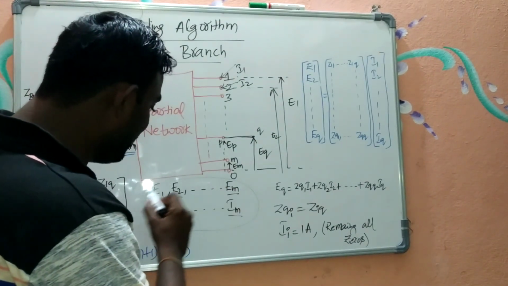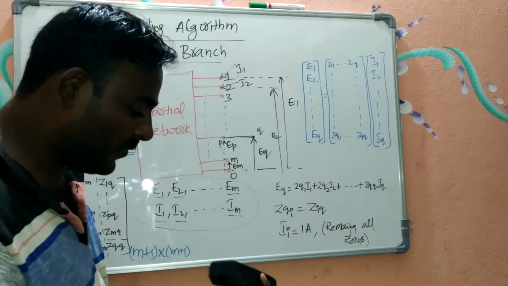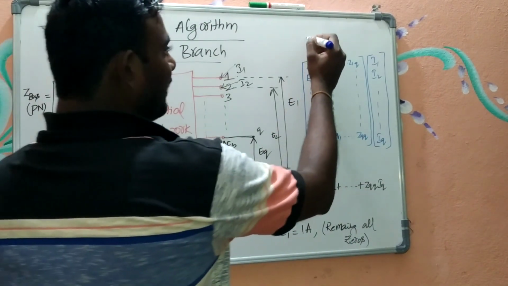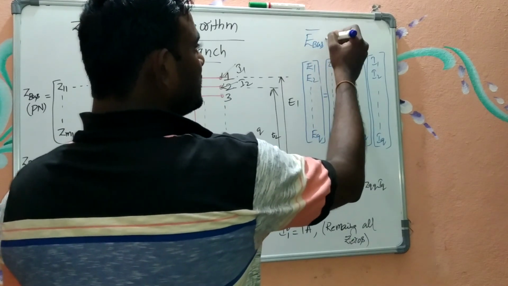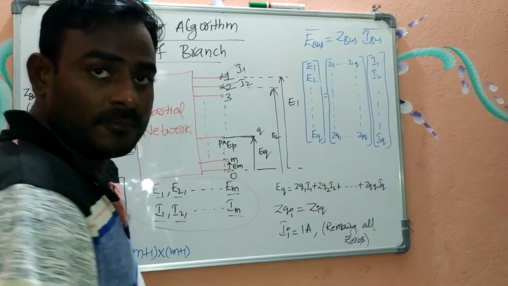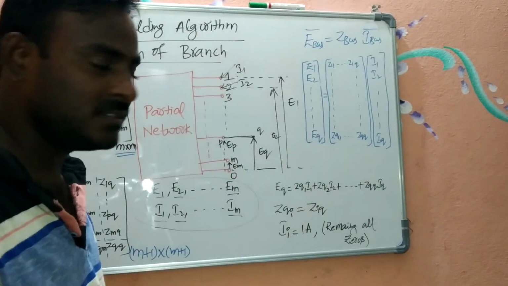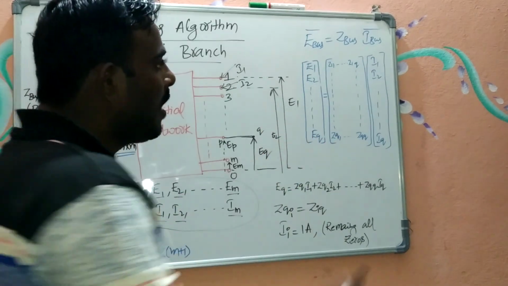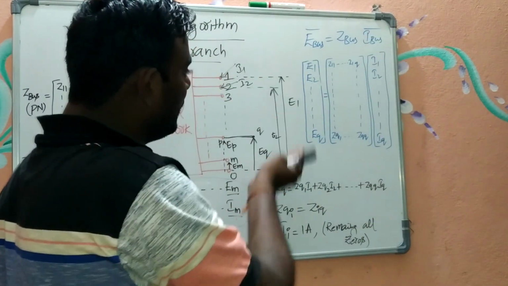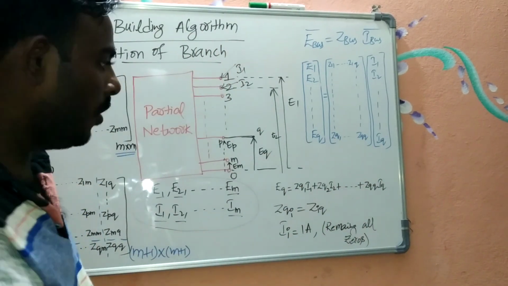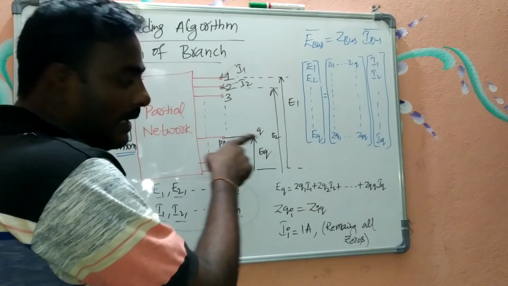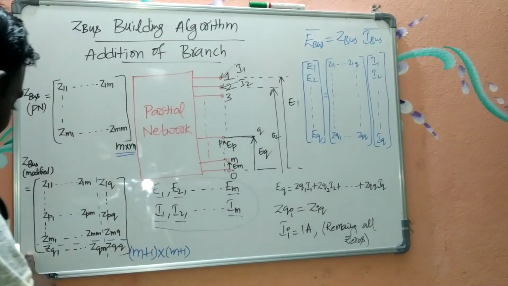Now we can see the relation between these voltages and currents with the help of a performance equation. This is the performance equation: E bus bar is equal to Z bus into I bus bar. E bus bar is a column vector consisting of all the voltages of the different buses with respect to reference. I bus bar is a column vector of currents which contains all the currents injected to the particular buses, and this is the Z bus matrix. Now, as we added another node to the existing node through an element, I have another voltage, which is at the last, EQ.